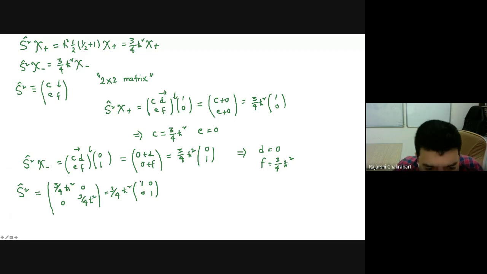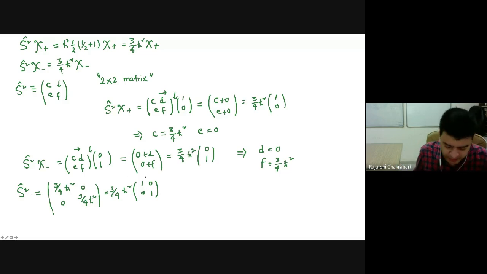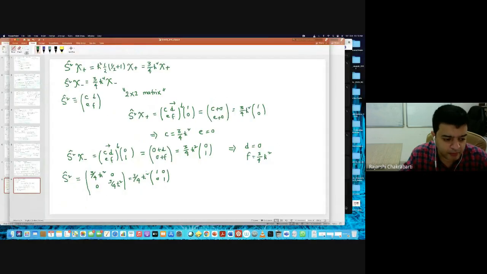So you can see this is a diagonal matrix. This is the expression for S square, which is 1, 0, 0, 1, of course with the factor 3 by 4 h cross square. So we'll start from here today. Okay.